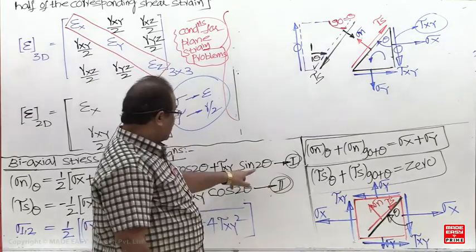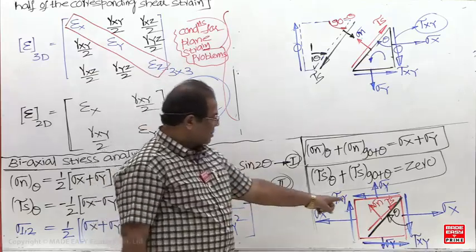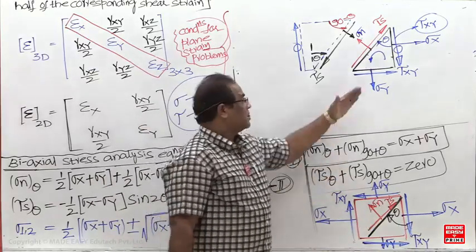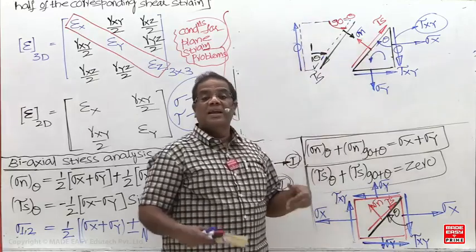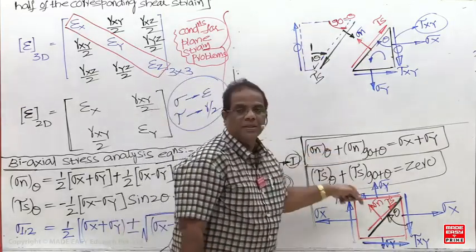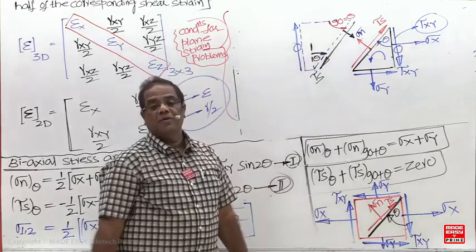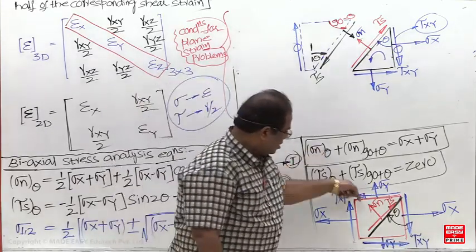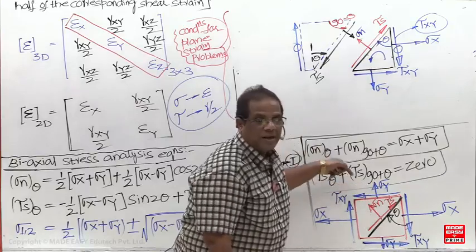Theta is given as 30. If I get a positive value, my assumed direction is correct. My assumed direction is tensile. But here I am getting a negative, which means my assumed direction is incorrect. Then it is going to be compressive.